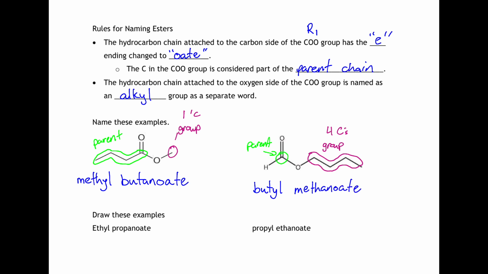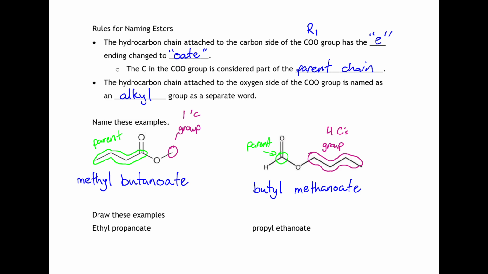Methanoate. So this is butyl methanoate and methyl butanoate. Similar, but not the same. So they have similarities, but which one is the parent is on one side of the carbon-oxygen part, and the one is on the other side. So the one on the first side is the parent. So we have to try to draw these lovely things.